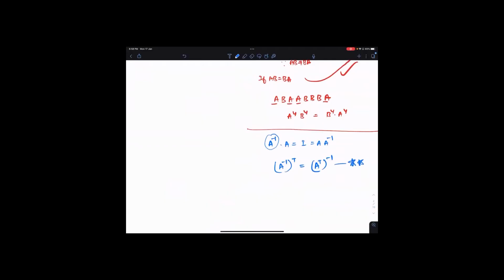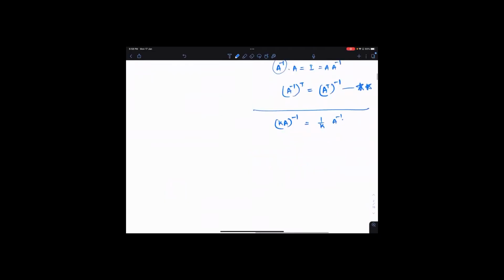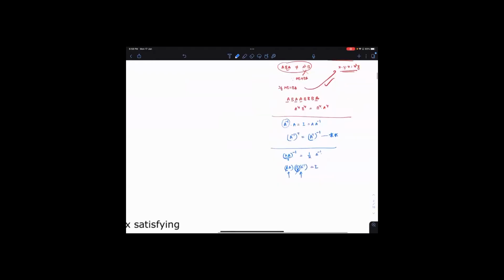And one last point on inverse, that is K times A whole inverse. It will be 1 by K times A inverse. Because this is very easy to understand. What is the inverse of K times A? Which matrix should I multiply with KA? If I multiply 1 by K times A inverse, the scalar will get cancelled. A into A inverse will give I. So this matrix is the inverse of KA. So what is the inverse of the KA matrix? 1 by K times A inverse. That's it. So 3 points we have seen.